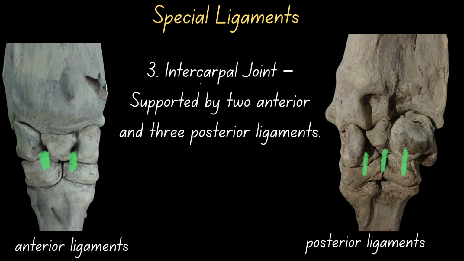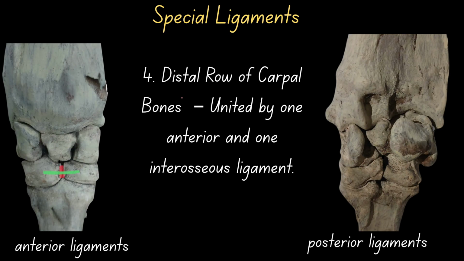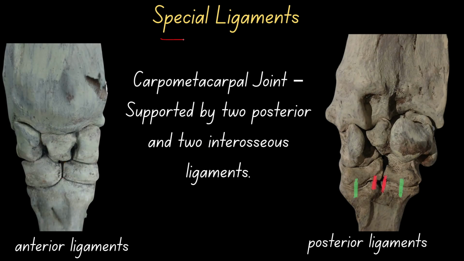Then special ligaments are also found at the intercarpal joint. They are supported by 2 anterior and 3 posterior ligaments. Then you also find special ligaments at the distal row of carpal bones. They are united by 1 anterior ligament, marked in green, and 1 interosseous ligament, which is this red one.